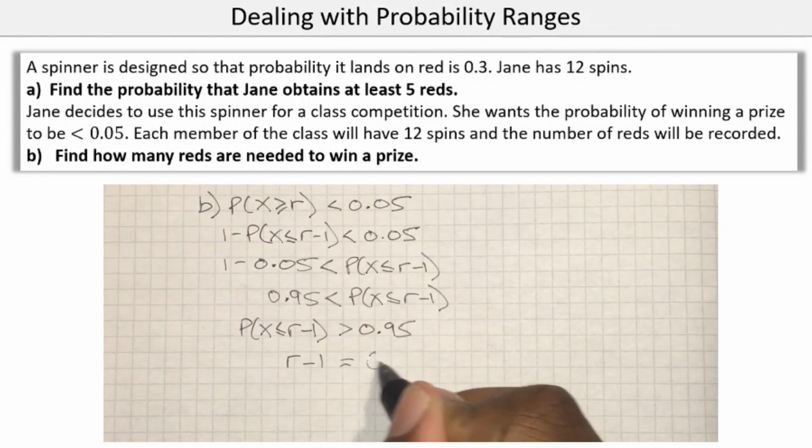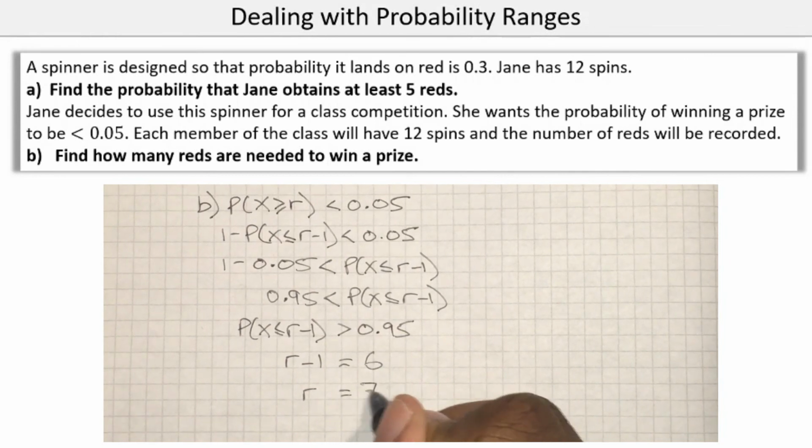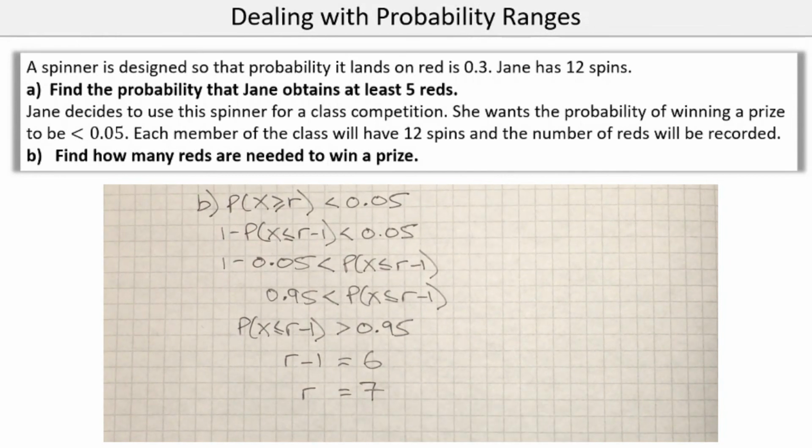Which means that r must equal 7. So the number of reds that Jane should set for the class to win a prize should be 7. That guarantees there being a probability of winning which is less than 5%. She didn't want to set that probability too high.